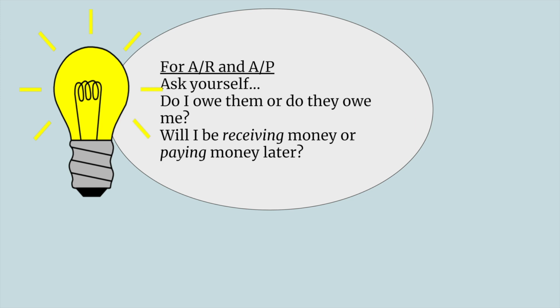So for accounts receivable and accounts payable, don't be afraid to walk yourself through it by talking through the process. And ask yourself, do I owe them or do they owe me? Will I be receiving money or will I be paying money? If you're going to be receiving money or you are receiving money, then it's accounts receivable. If you are paying money that you owed or you're going to pay it later, then it is accounts payable.